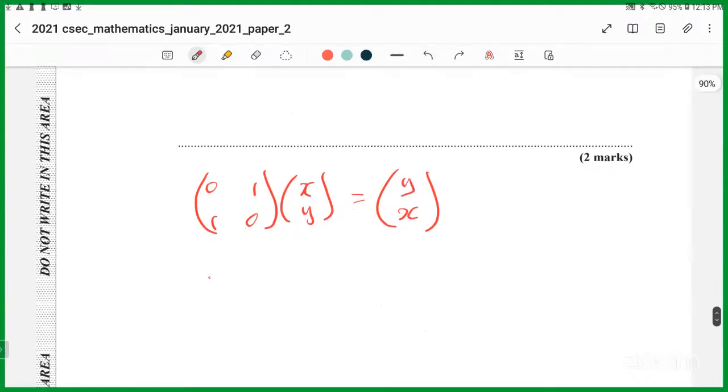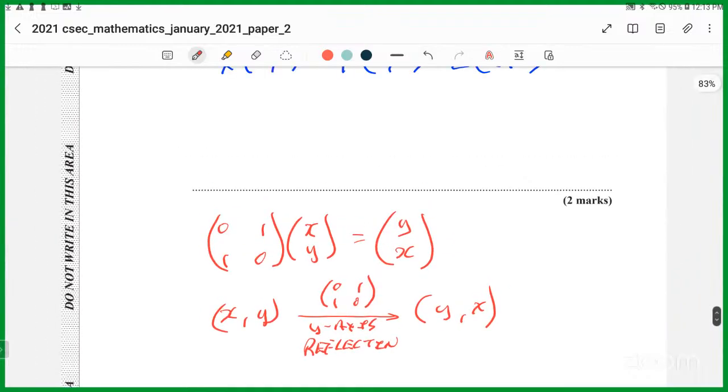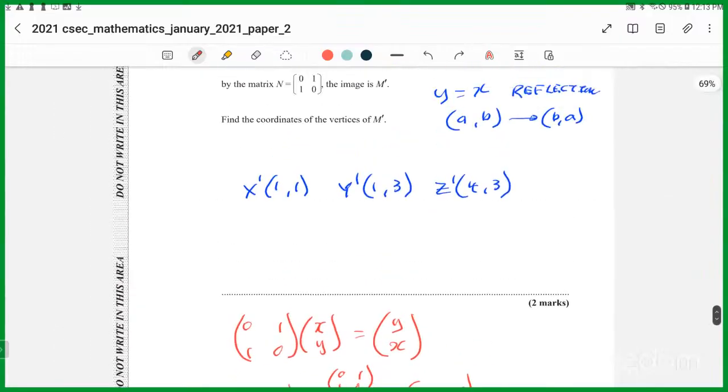It reverses the coordinates. So it means that x, y are mapped by 0, 1, 1, 0, which is a y equals x reflection, onto the point yx. So in other words, the coordinates are switched around. So you could work it out. If you don't remember the matrices, whichever question you're doing, you can always multiply a matrix by a general point xy and see how the values change. Then you just apply that exact same change to all the points, and you're done.